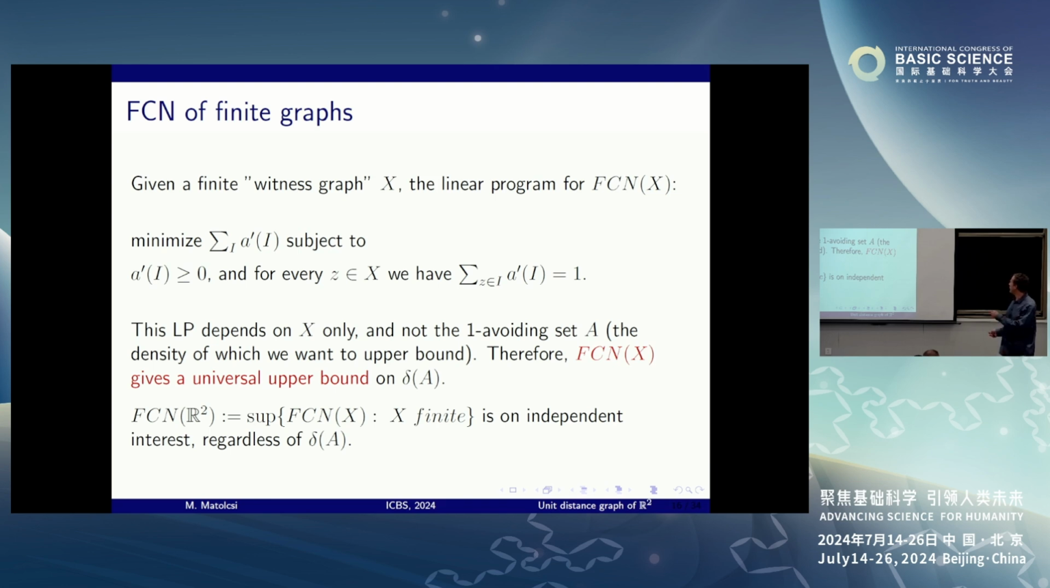Yeah, and the point is that this fractional chromatic number gives a universal upper bound on the density delta of A. So I'm bringing my graph X. In this example, it was just the Moser spindle, but actually we will come up with a much more complicated finite graph example. I'm writing up a linear program on that finite graph. It's a finite linear program, and the solution of that will give an upper bound on the density of any one avoiding set.